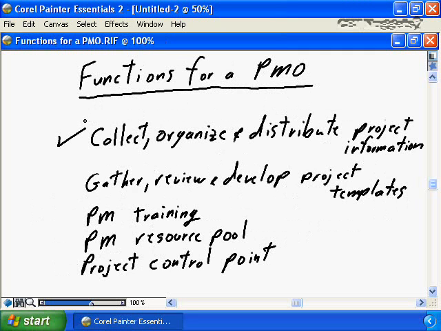A typical responsibility of a PMO is to collect, organize, and distribute project information throughout the organization. The difference is that the PMO is collecting, organizing, and distributing the project information throughout the organization, whereas an individual project manager is responsible for project communications within the project, within the stakeholder community of the project. The PMO is looking after the collection, the organization, and the distribution at the organizational level.